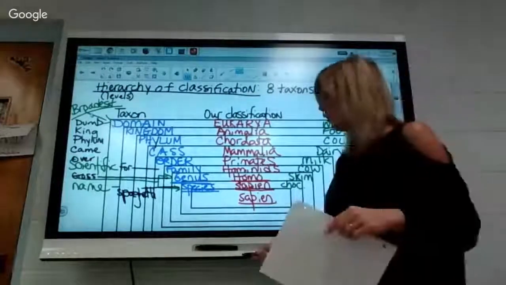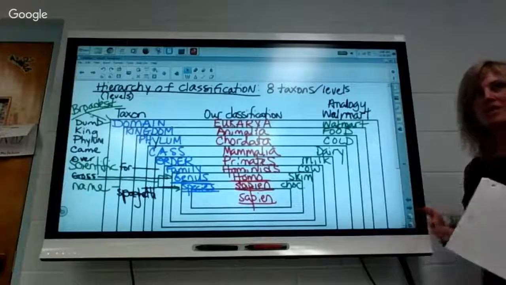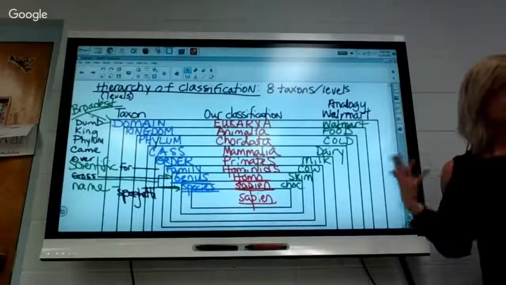So what does this tell you? It's not just something to memorize. In a way it kind of is, because it's one of those things in biology that's a big deal.